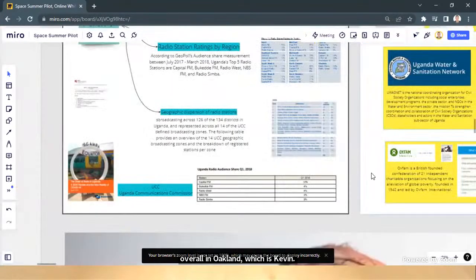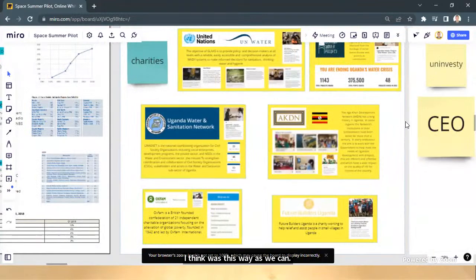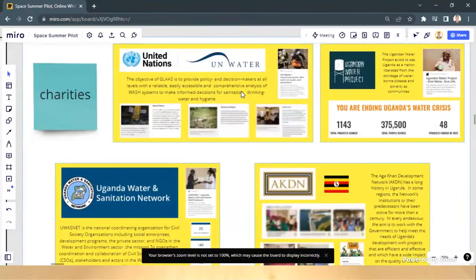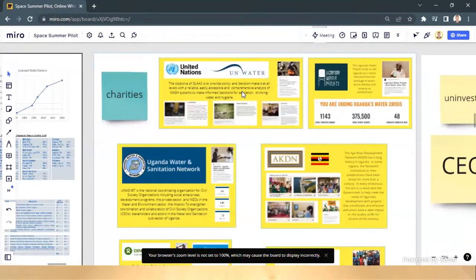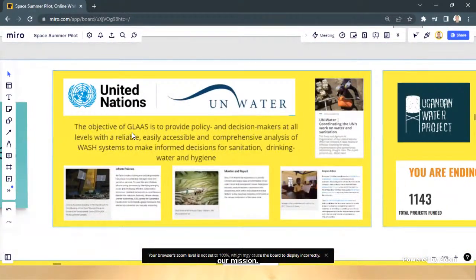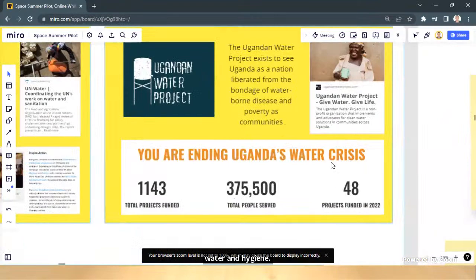I think in this way we can communicate with Uganda, but not all people in rural areas, for example. So the last solution is to use charities. Uganda has a lot of charities, but I will specify some of them, which specialize in water missions. First of all, United Nations Water. The objective of United Nations Water is to provide policy and decision makers at all levels with reliable, easily accessible, and comprehensive analysis of water systems to make informed decisions for sanitation, drinking water, and hygiene. Another charity is the Uganda Water Project, which serves 375,000 people in Uganda.